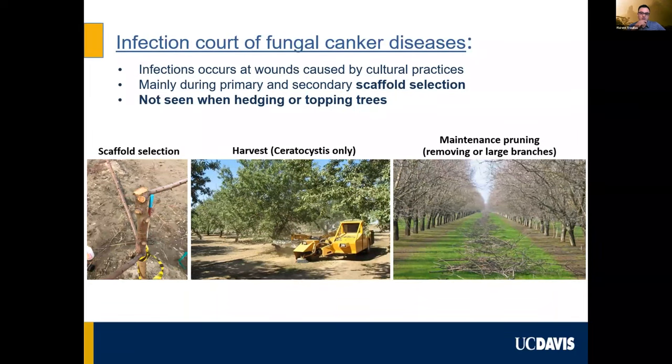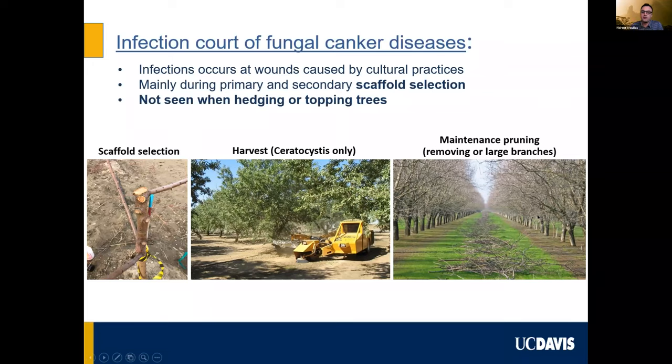So how does most of this fungal pathogen get into almond? Well, any of these fungal canker pathogens will require some type of wound, some type of injury on the plant for them to make their way within the branch or within the trunk. And so scaffold selection, which leads to all these pruning cuts, is certainly one of the main sites of infection. We've mentioned shaker damage at harvest also leads to some injuries. However, these are only infected with the Ceratocystis canker pathogen. They're not an issue with other fungal pathogens.